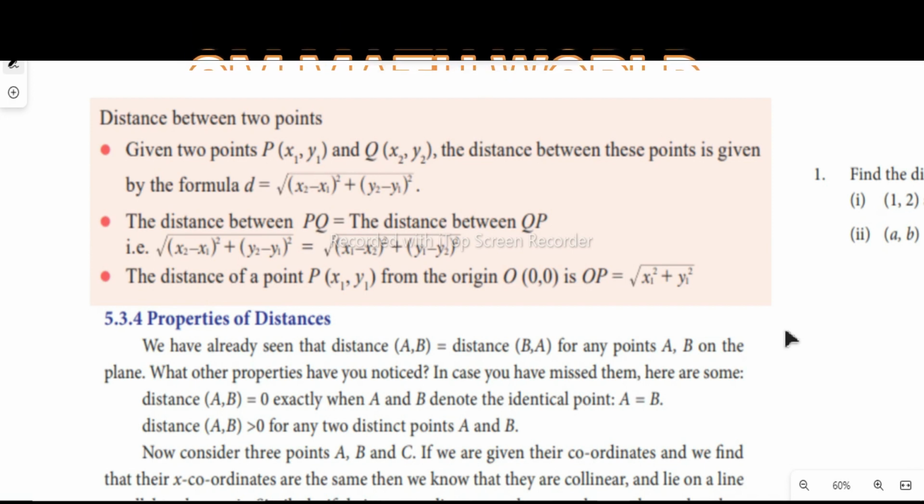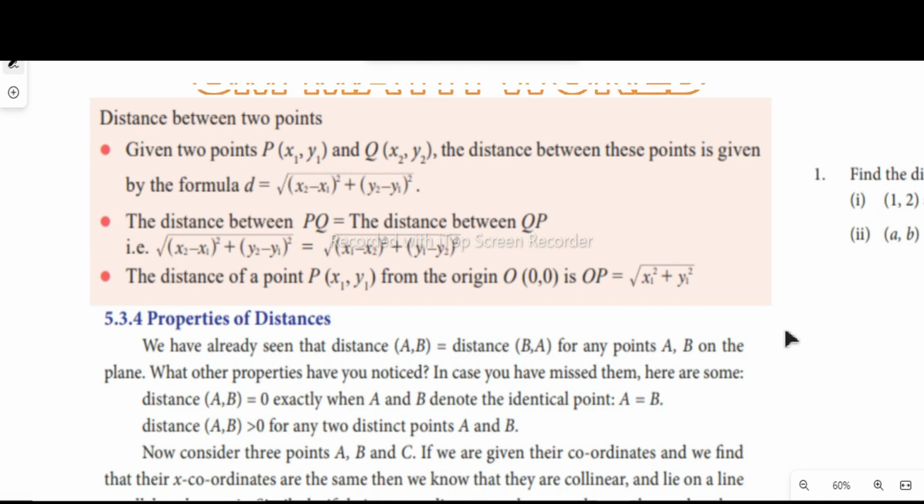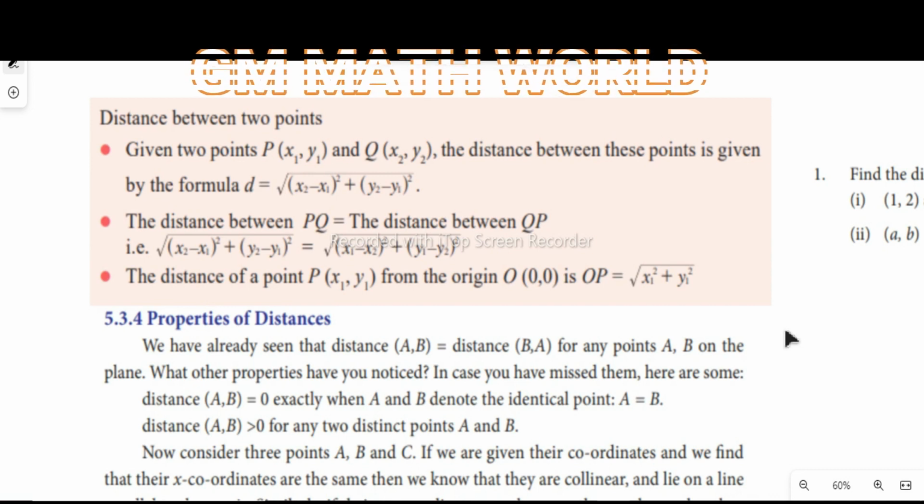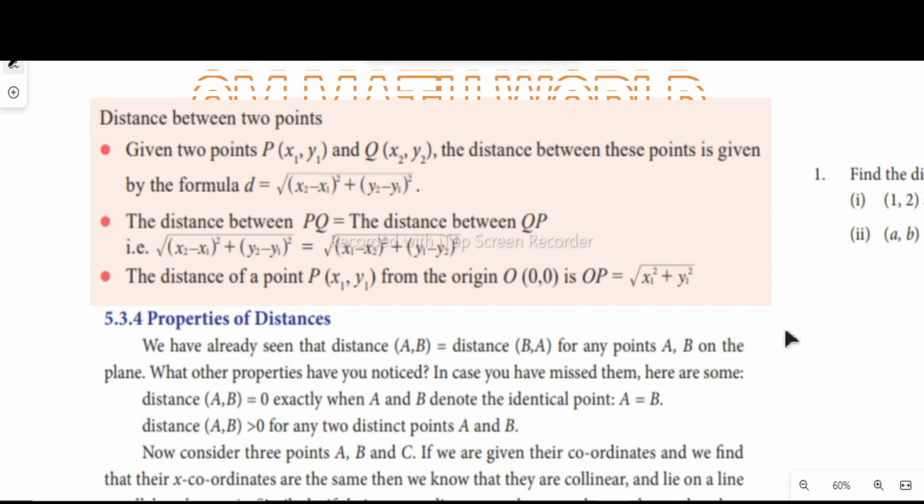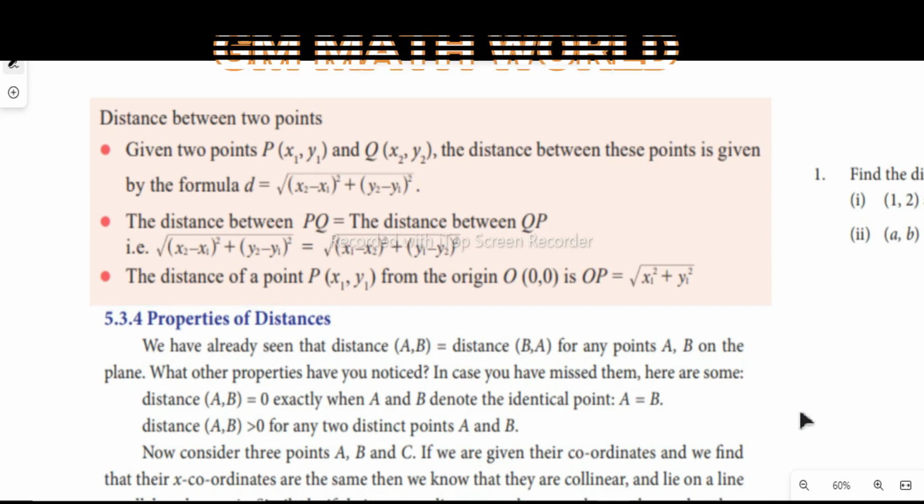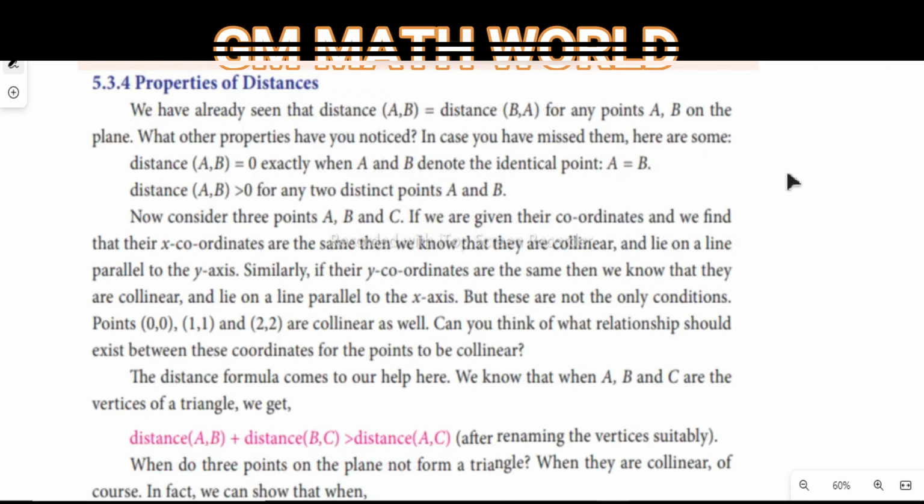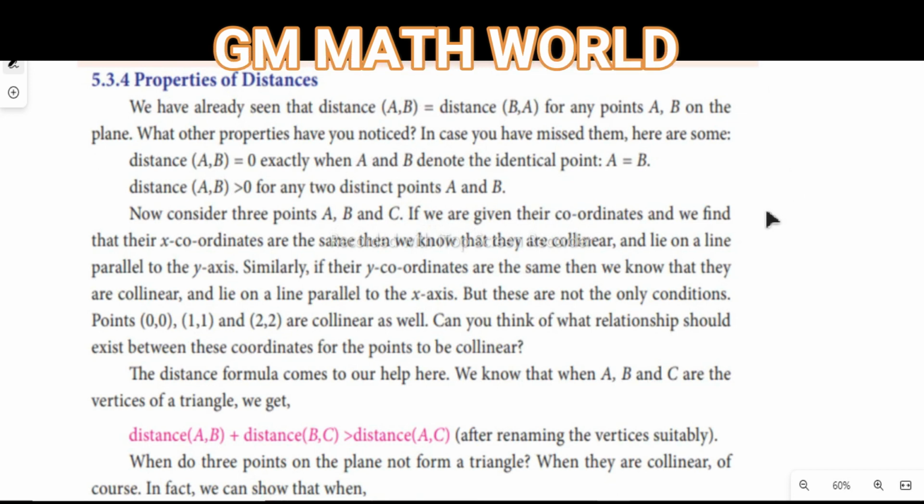The distance PQ is the same as the distance QP. Both are the same. So the square root of (x2 minus x1) square plus (y2 minus y1) square is equal to the square root of (x1 minus x2) square plus (y1 minus y2) the whole square. Now, the distance of a point P of x1 comma y1 from the origin 0 comma 0, OP, is given by the square root of x1 square plus y1 square.